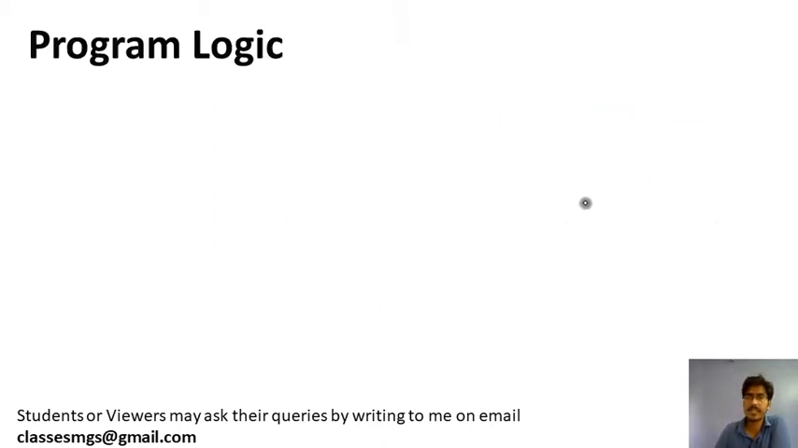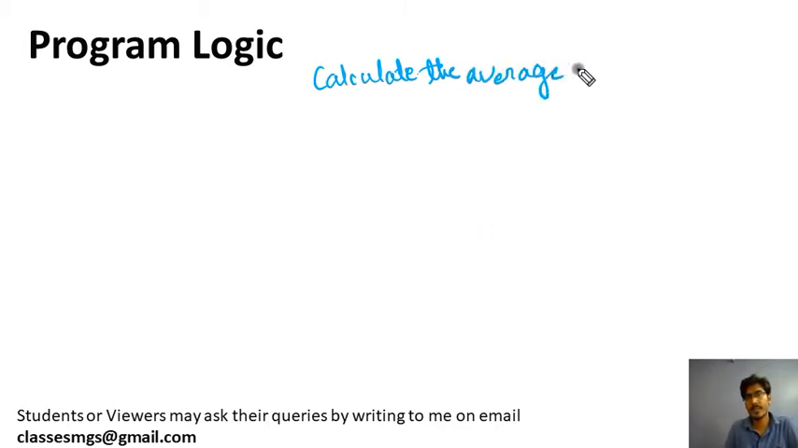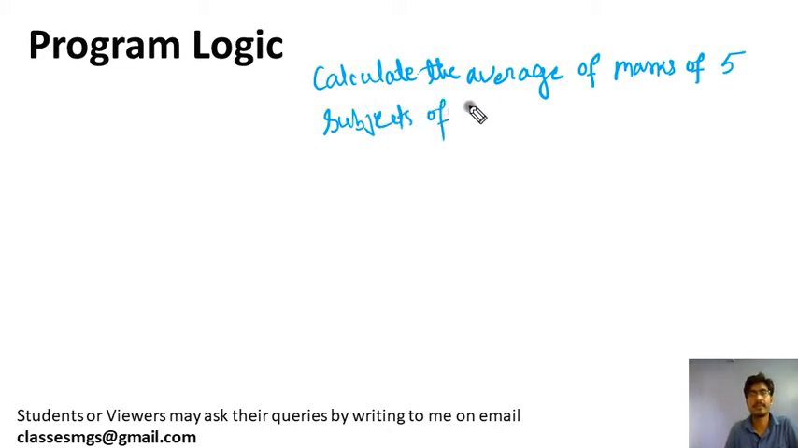First, we will understand the program logic, then we will write the code. This is how we will do it. So our program is to calculate the average of marks of 5 subjects of a student.